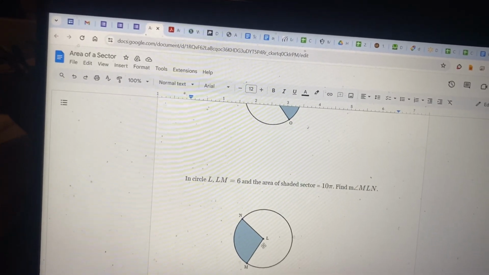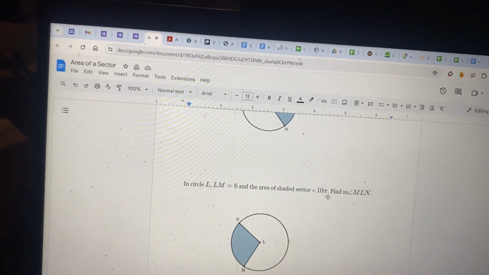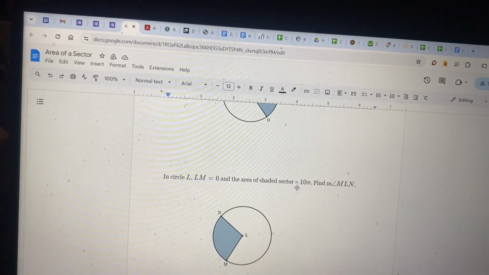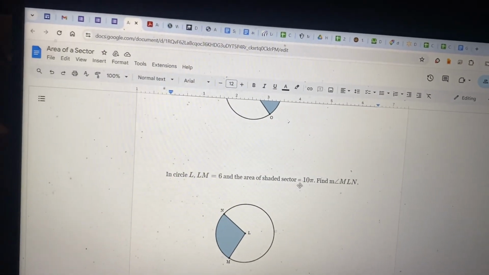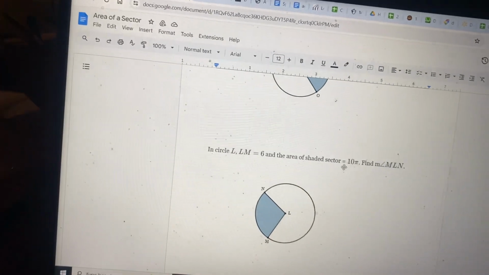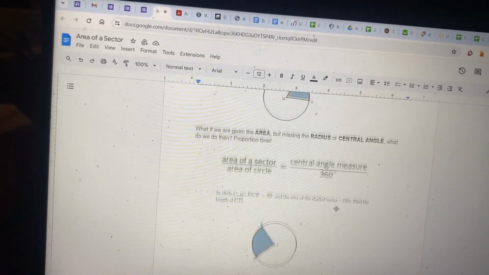On this one, LM is 6. The area of the shaded thing is 10. So that's 10 out of 36. And 10 out of 36, that would be 100 out of 360. So that angle is going to be 100.